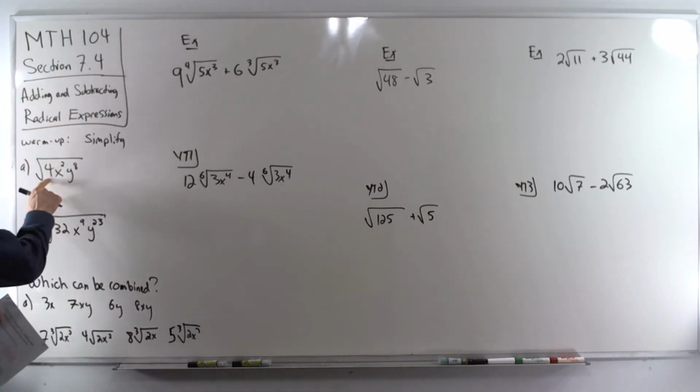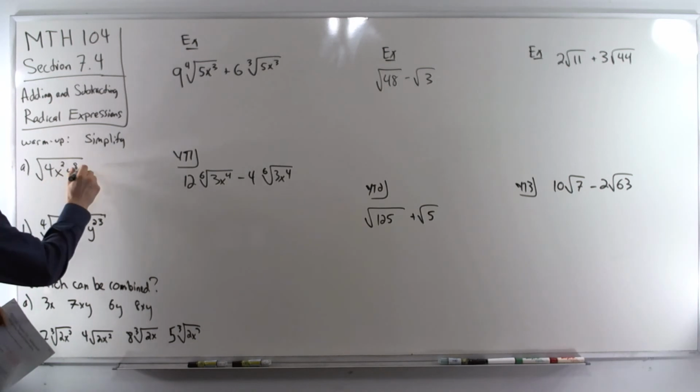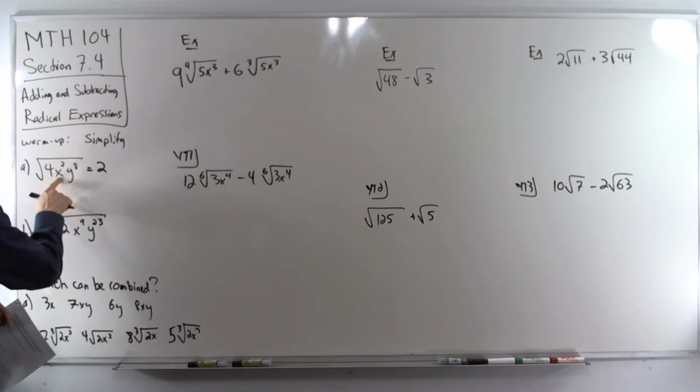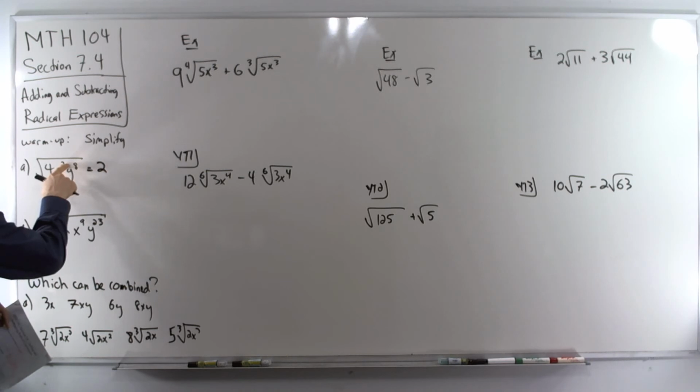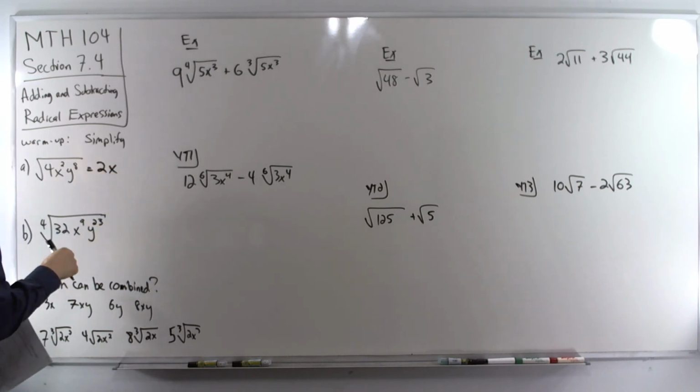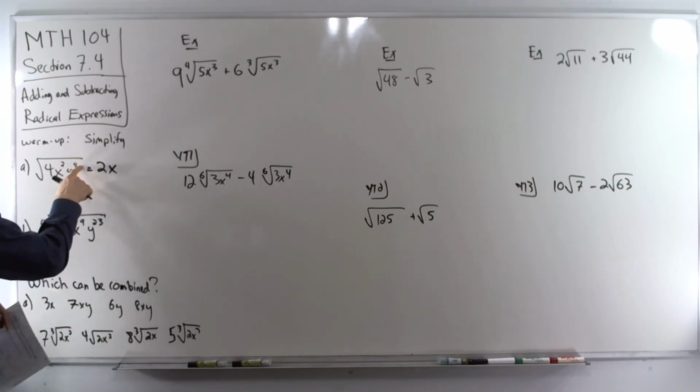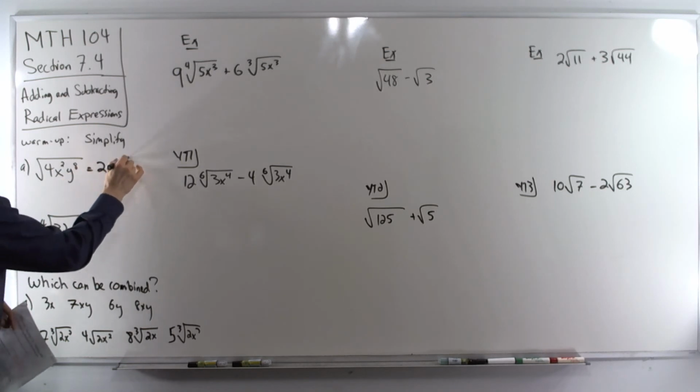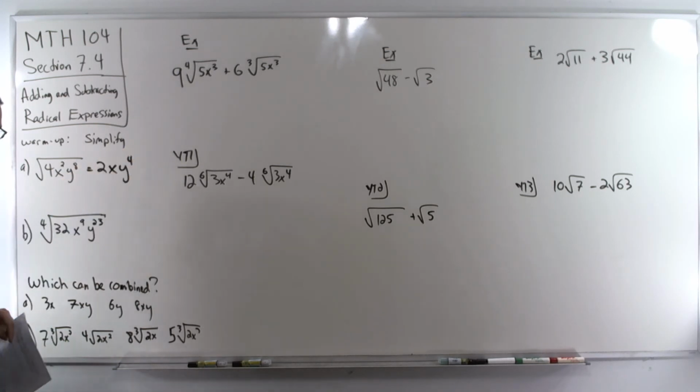So we'll take the square root of each part individually. Square root of 4 is 2. Square root of x squared, divide the exponent by 2 to get x to the first power. And y to the 8th, we'll divide that by 2 to get y to the 4th. 2xy to the 4th power.